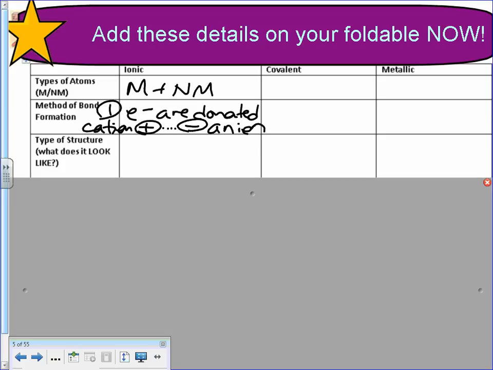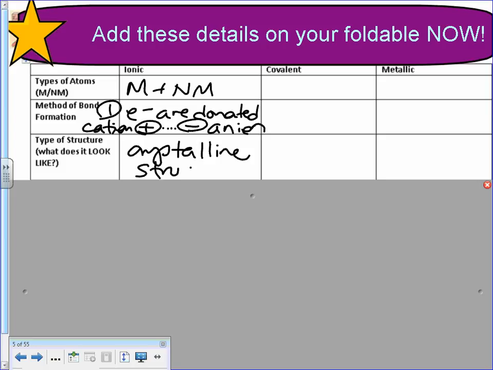Okay, so structure. What does an ionic bond look like? It looks like a crystal. This is a crystalline structure. Looks kind of crazy, right? So just put crystalline structure.